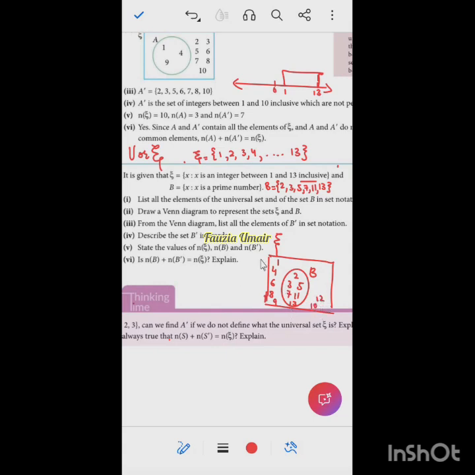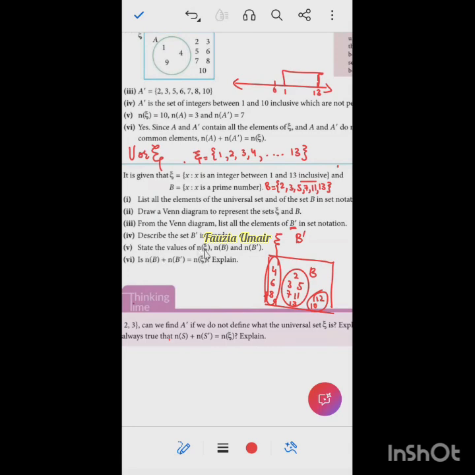Now they said use this Venn diagram, list all the elements of B complement. What is B complement? Universal set minus B. This means all these elements 1, 4, 6, 8, 9, 10, 12 will come in B complement. These outer values will all come in B complement. Describe set B complement in words: the set of composite numbers less than 13, and 1.